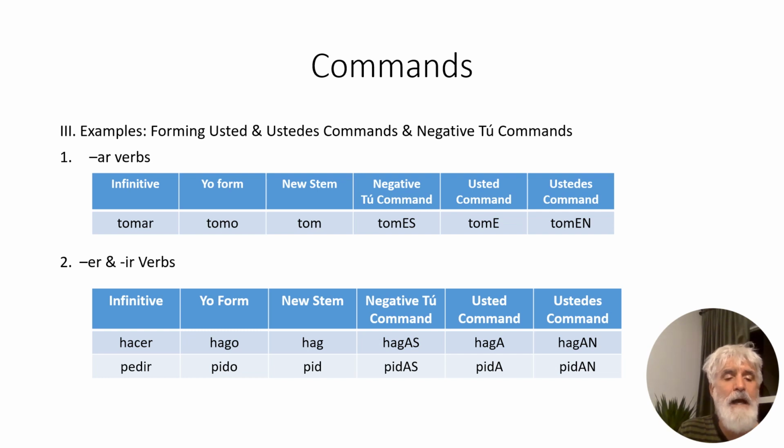And then let's take a look at an IR verb: to request or ask for, pedir. Let's get the yo form first. It's pido. Okay, it's going to have a stem change. So see how the yo form is irregular. You've got to know your yo forms of these verbs to properly form the commands. I drop the O of pido, and I've got my new stem. For tú, if I want to give a negative command like don't request, I would say no pidas. For usted, request, I would say pida, an A ending. And then you all request would be pidan.